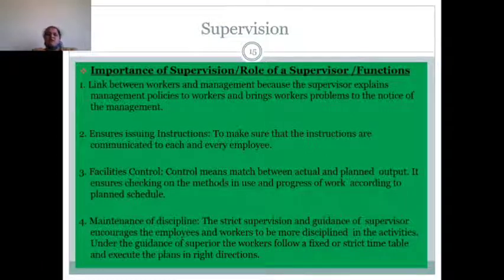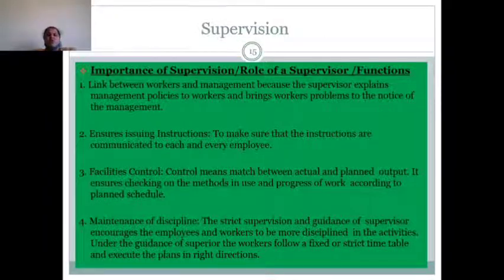Next one is facilitates control. The different types of facilities provided to the employees should be guided. See here, control means what here? Match between the actual and the planned output. Whatever we have actually planned, and what output we are giving, that is the meaning of control here. So it ensures checking on the methods in use and progress of work according to the planned schedule. Whatever schedules you have prepared should be properly worked out so that we can reach the organizational goal very easily.